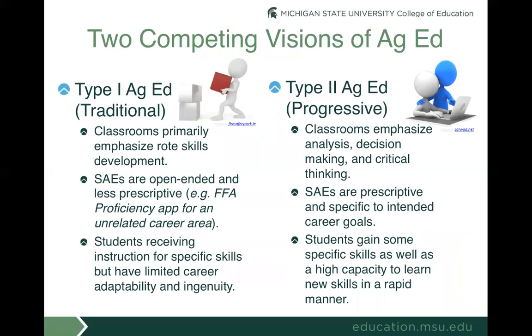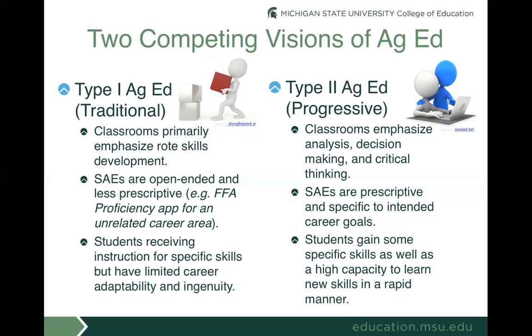All right, and so that gave us kind of two competing visions for Ag Ed. Type 1 traditional program is one where classrooms really emphasize these rote skill development, where kids are doing suturing, or they're doing grafting, or they're doing these very rote skills, and they're not necessarily connecting that to more systems level understanding of phenomena in agriculture. The SAEs are open-ended and often not specific to their career. So like I described with my FFA proficiency when I was in high school. And students receive very specific instruction and acquire very specific skills, but they have very limited adaptability and ingenuity in agricultural careers after high school because they were never really taught to think that way or to approach careers in that manner.